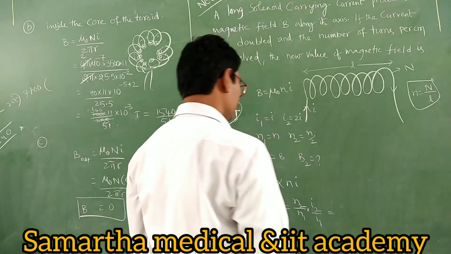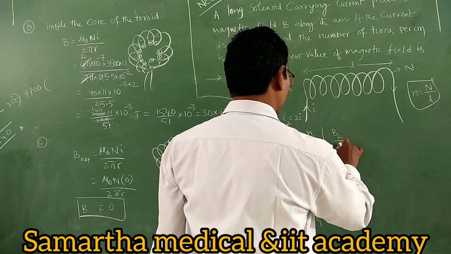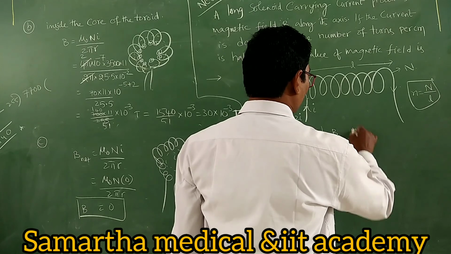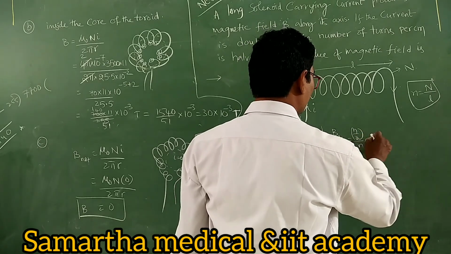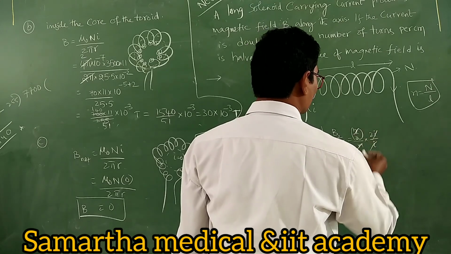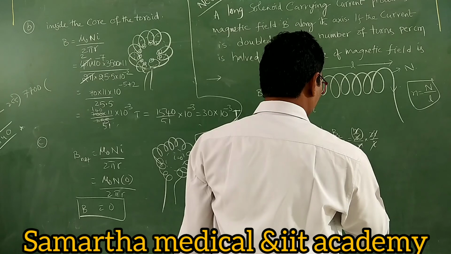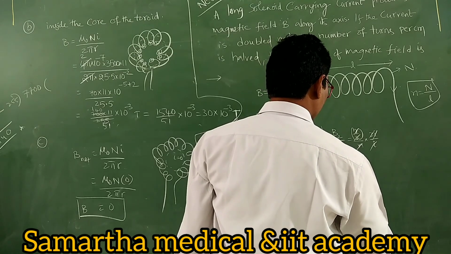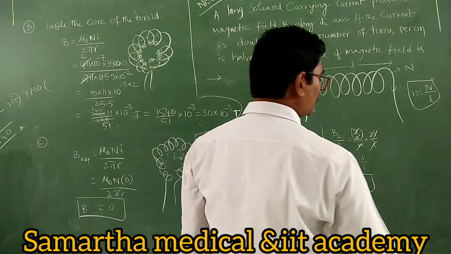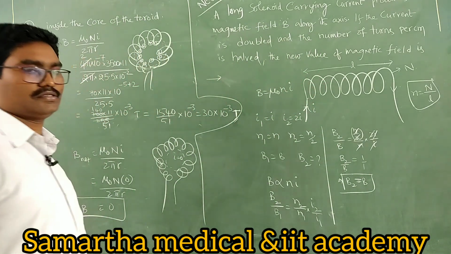Now you tell me. B2 by B1 is N by 2 by N into 2I by I. I gets cancelled, N gets cancelled, here 2 also gets cancelled. You will get 1 is to 1. So B2 by B is equal to 1. So B2 is equal to B. So that means it remains the same.